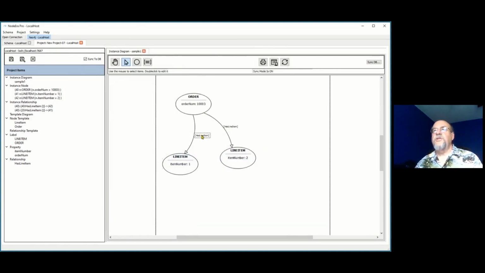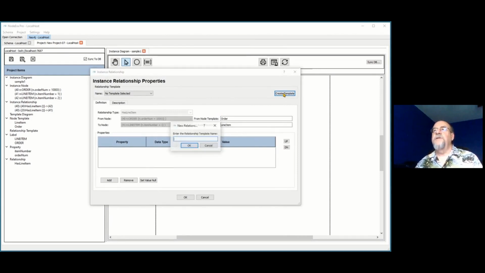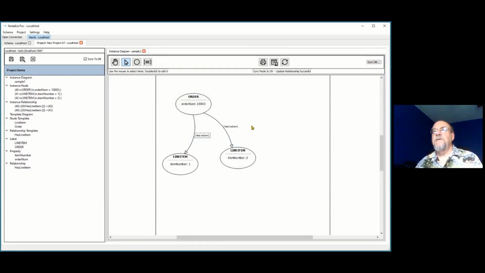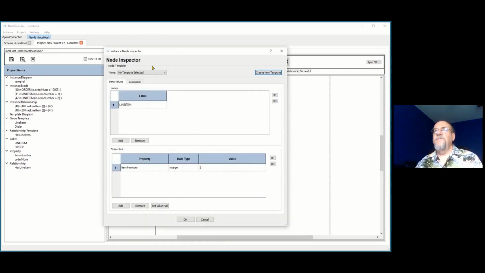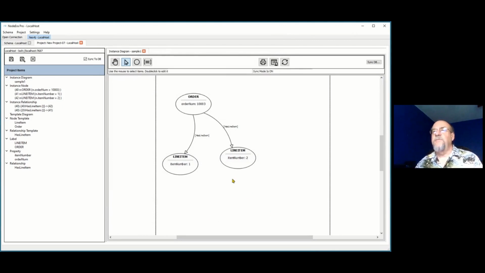And it's associating these nodes with the template. We'll create a relationship template too. Give it a name. If I could type. All right, so we just need to associate. We've already created the template. Let's just associate this node with its template and click OK. So now we've generated the templates based on our instance data.